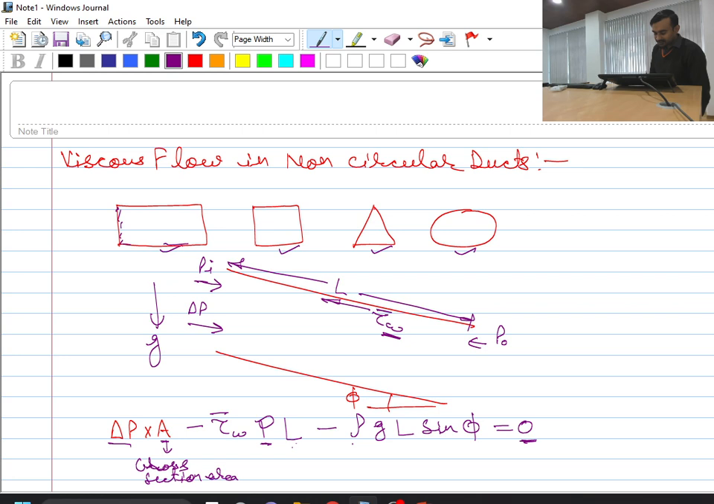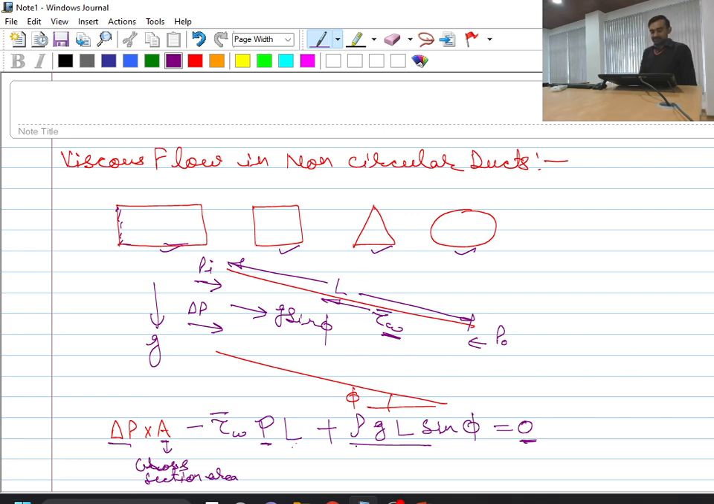Then I have this third component which is coming because of the body force. Gravity is in the downward direction, so along the length of the duct you will find that g sin phi is the component of gravity. Sorry, this will be plus, so this is positive on this side.